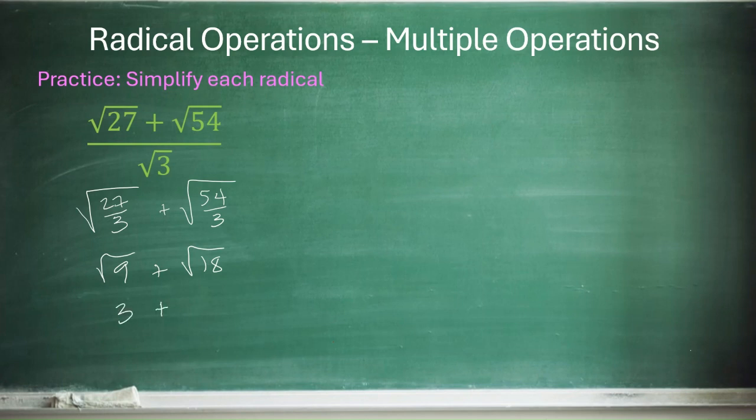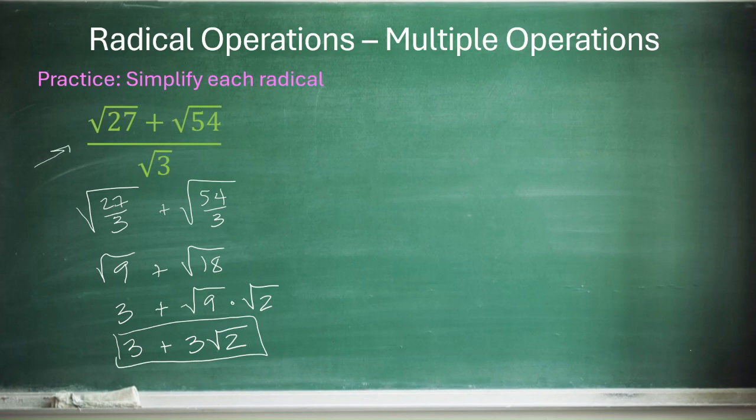Root 18 has a perfect square in it, and that perfect square is 9. So I'm going to rewrite this as the square root of 9 times the square root of 2. So this becomes 3 plus 3 times the square root of 2. Now, I can't simplify this any further. This is as simple as it gets, but it is a lot better than what we started with up here because we have one radical and it's in a much more simplified form.